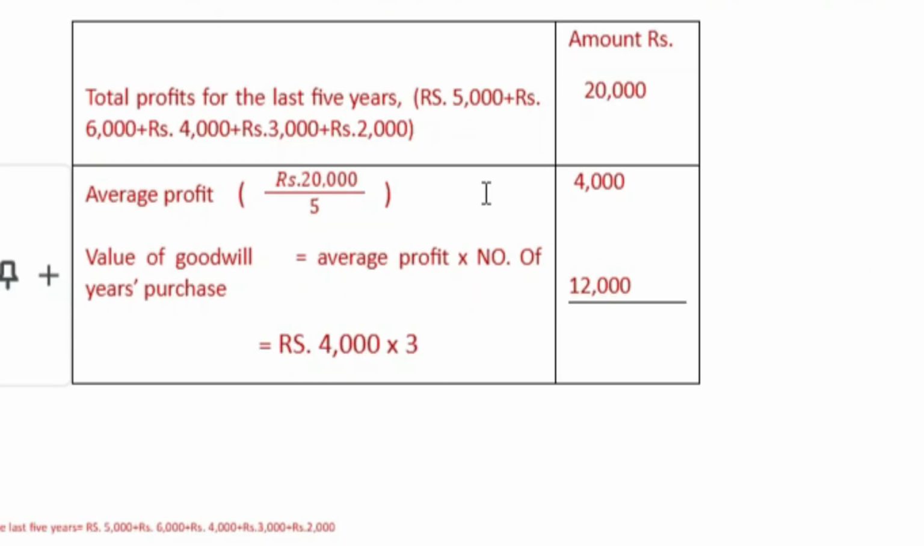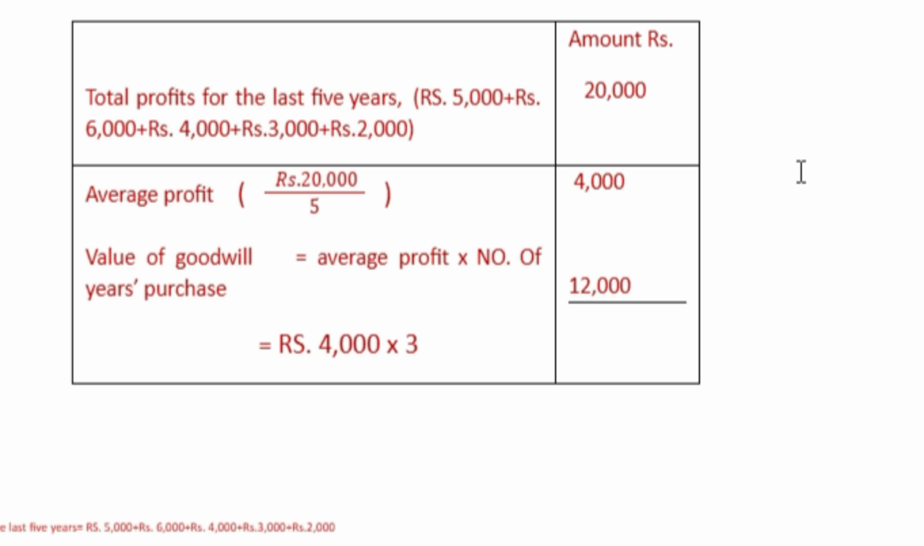All of you have seen how, under the simple average profit method, the value of goodwill is ascertained, taking the average profit of a number of past years. It depends on the partnership firm how many past years' profit shall be taken for calculation of the value of goodwill. The profit of the past 4 years or 5 years depends completely on the agreement of partners, which is mentioned in the partnership deed.